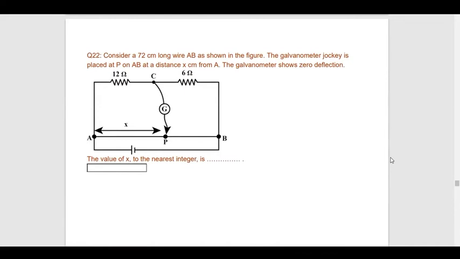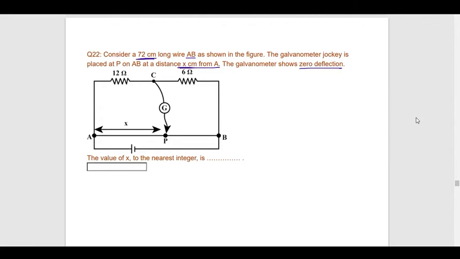It says that consider a 72 centimeters long wire AB as shown in the figure. Galvanometer jockey is placed at P on AB at a distance x centimeters from A. Galvanometer shows zero deflection. The question is asking the value of x to the nearest integer. Let us observe what will be the value of PB. If AB is 72 centimeters long, PB should be 72 minus x.